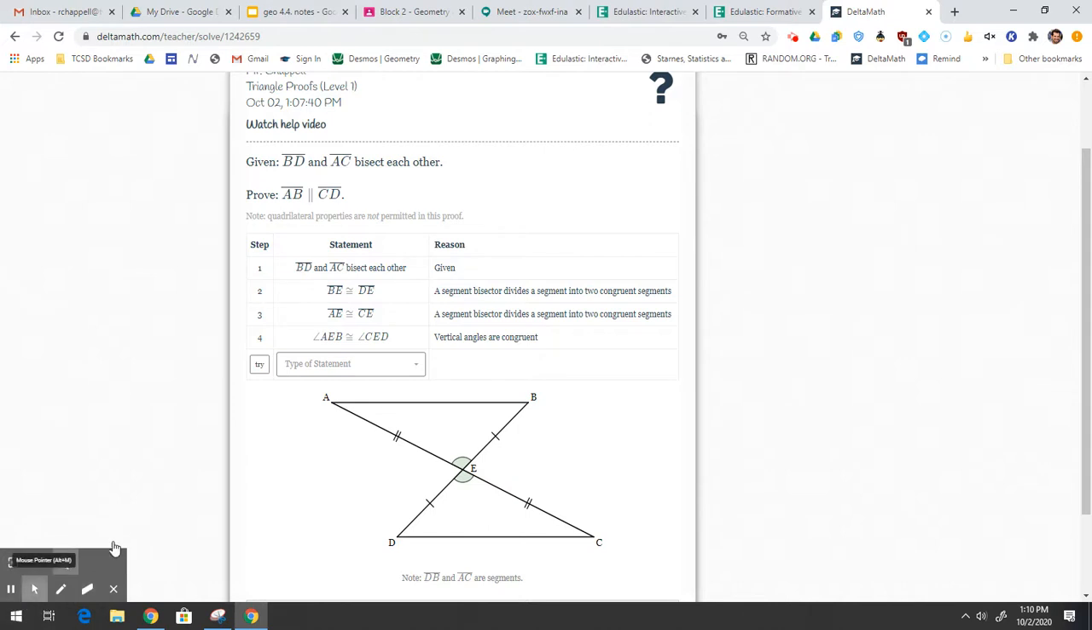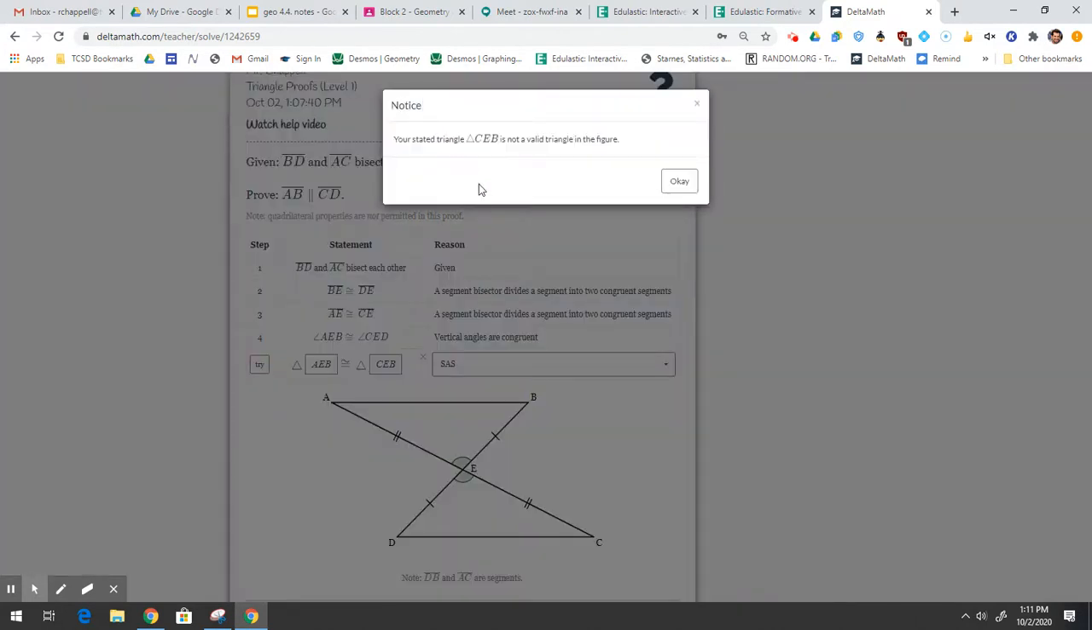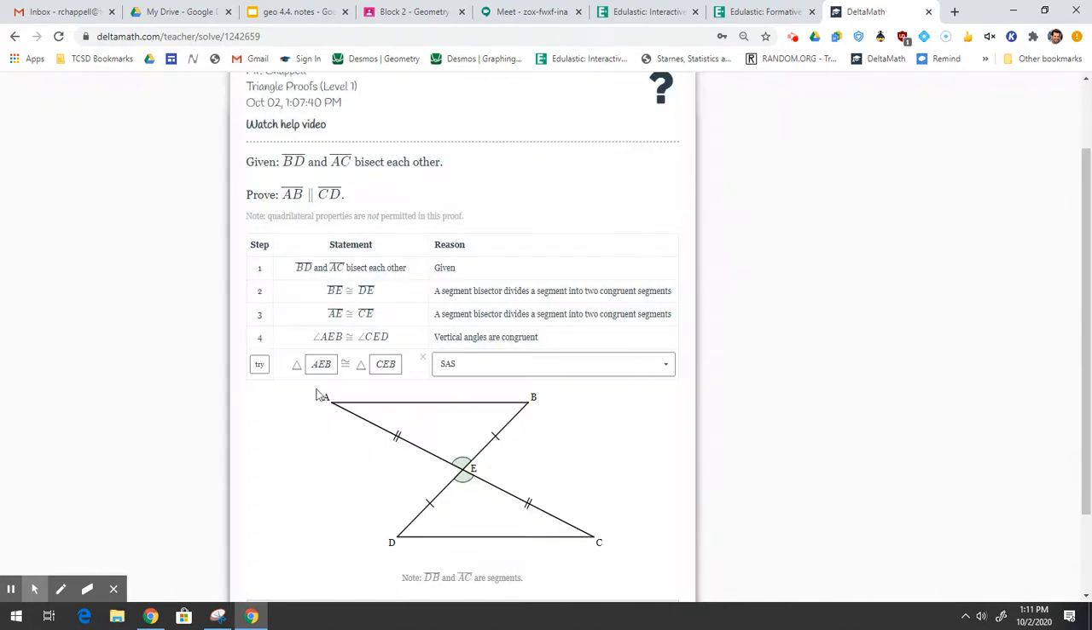So we have to be careful on the naming, right? So we have to name them in corresponding order. So if I call the top one AEB, you need to know that AE corresponds to CE. They're the double mark sides, so CEB. It's very important when you name the triangles that you're corresponding, and that is side, angle, side. Okay, so see, it says CEB is not a triangle, so I wasn't paying attention, right? CEB is not a triangle, it's CED. But notice that I use that information to help me, right? So don't be like, oh, I got it wrong, right? Just fix it. It happens.